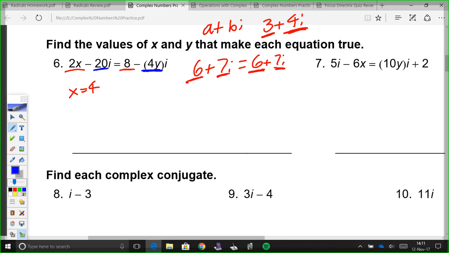4 times something needs to be 20, and that something is going to be 5. Y would equal 5. So the idea essentially, if you don't like thinking of it like that, is you just take the real parts and you have them equal each other. For instance, 2x is supposed to be equal to 8, and the negative 20, because it is a minus sign, is supposed to be equal to a negative 4y.